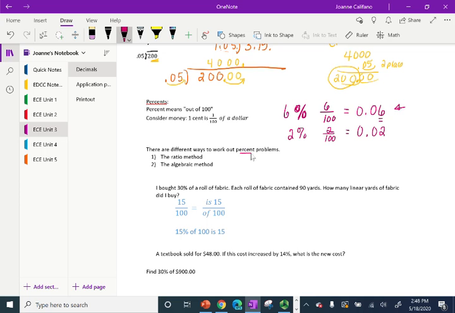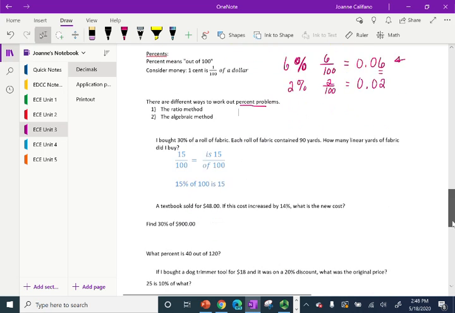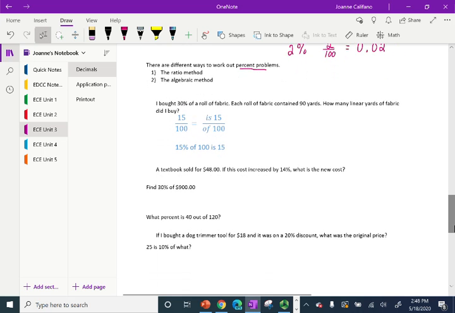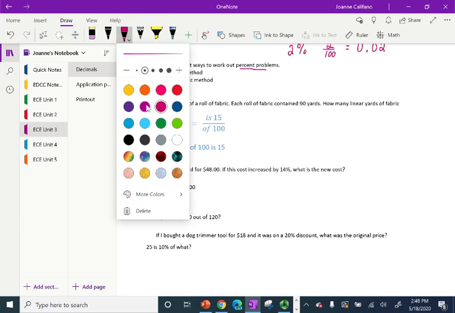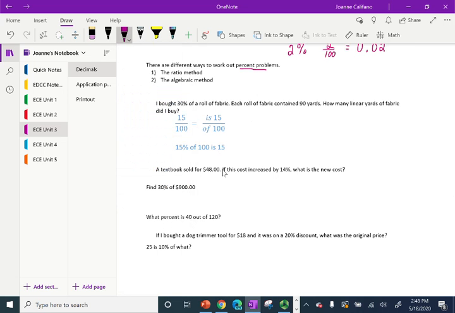There are 2 different ways to work out percent problems. There's a ratio method, and then there's the algebraic method. Those are the 2 main methods that I like to teach. I think the textbook was going to a different kind of multiplication. I thought it was a little confusing. I like to go back to my percent decimal method or my ratio method. Choose one or the other. If you choose the ratio method, you're always putting your percent in a fraction, 15 over 100, and then your portion over your total in your other fraction.